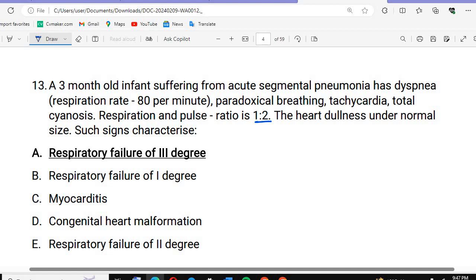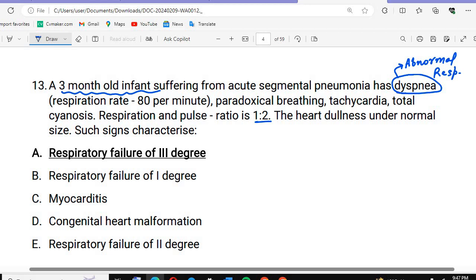So we will see that there is a 3-month-old infant suffering from acute segmental pneumonia. The patient has dyspnea. What is dyspnea? There is a decrease in what? Or with dyspnea, it can be an increase in respiratory rate, it can be a decrease in respiratory rate. So what happens in dyspnea? There are abnormal respirations. You can remember it like that.